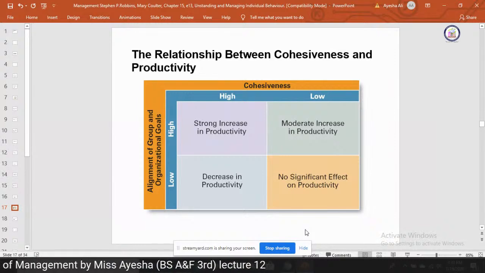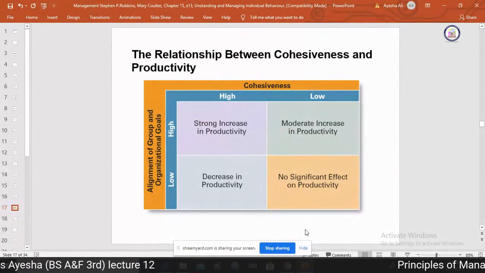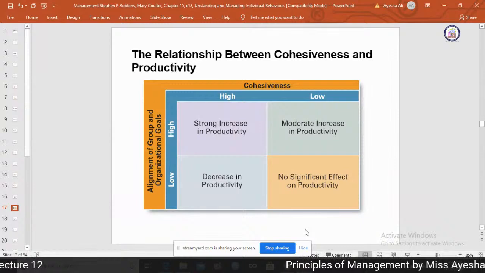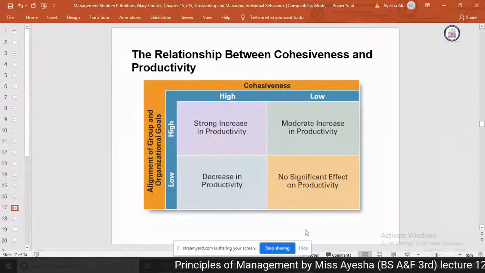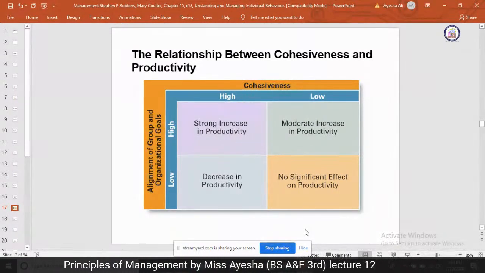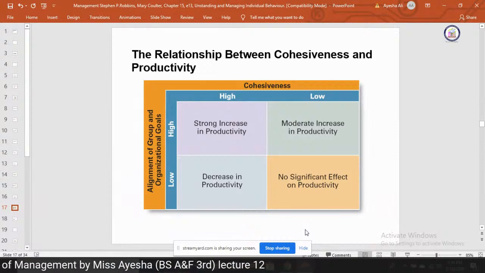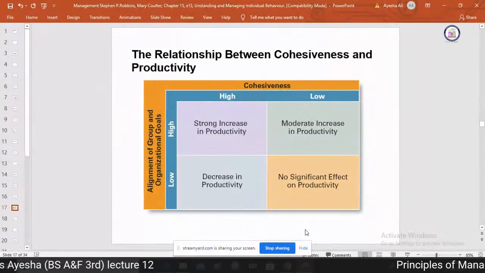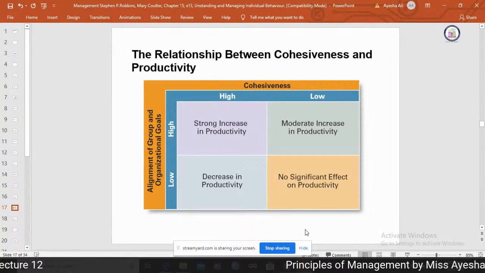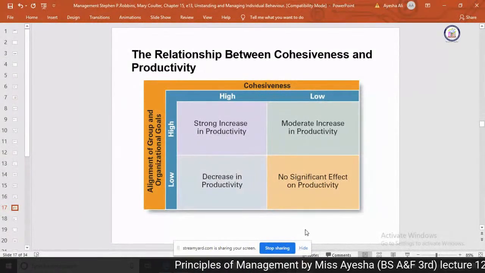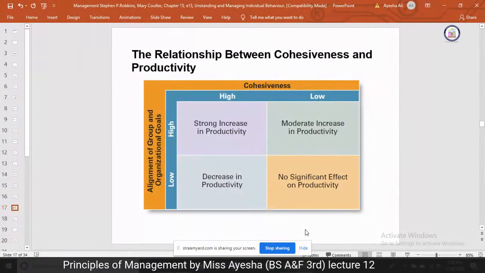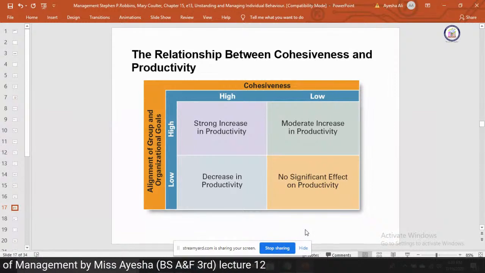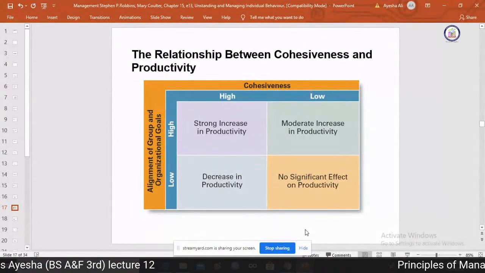Because if we set any goal, it must be in the interest of all, in the interest of every individual. It is not only the interest of the organization, it must be in the interest of the group and every individual, because without it no one shows interest and no one should participate.